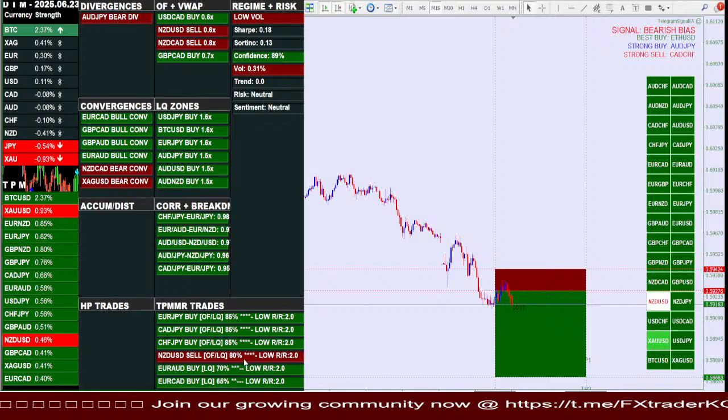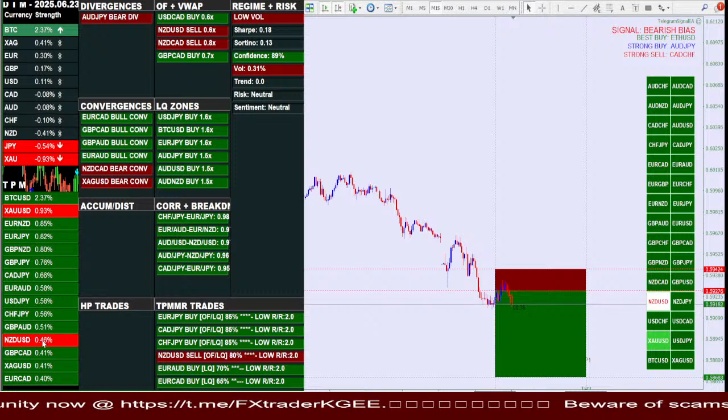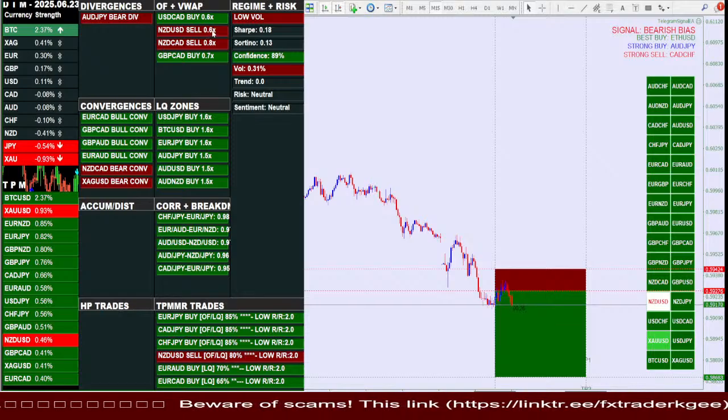Okay, and also look very closely at the TPM, which is the top pair movers. The New Zealand US dollar is there with 0.46 percent. And look at this panel, this section too. There's a New Zealand USD. I'm still going to explain all of this for us to understand.